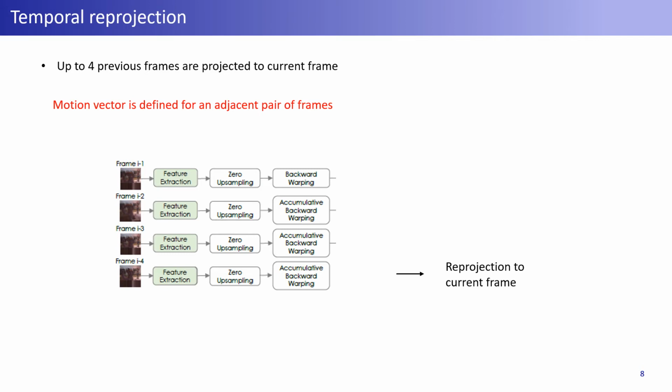Because a motion vector is defined for an adjacent pair of frames, when we want to project frame I-1 to the current frame, we need to do backward warping iteratively. So first we project to I-1, then I-2, I-1, until the current frame.